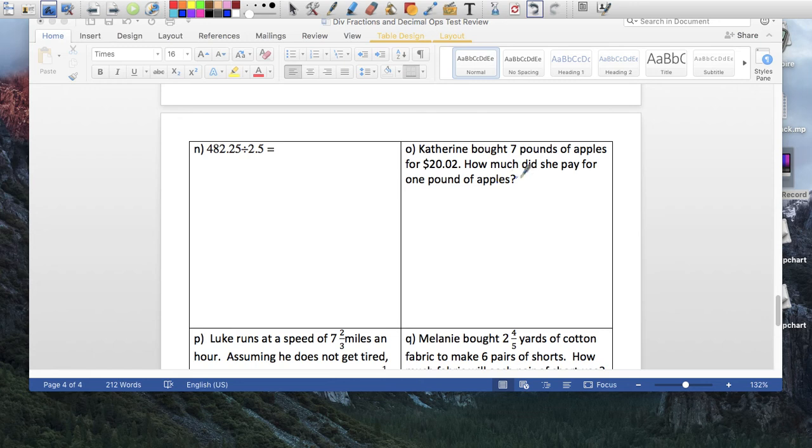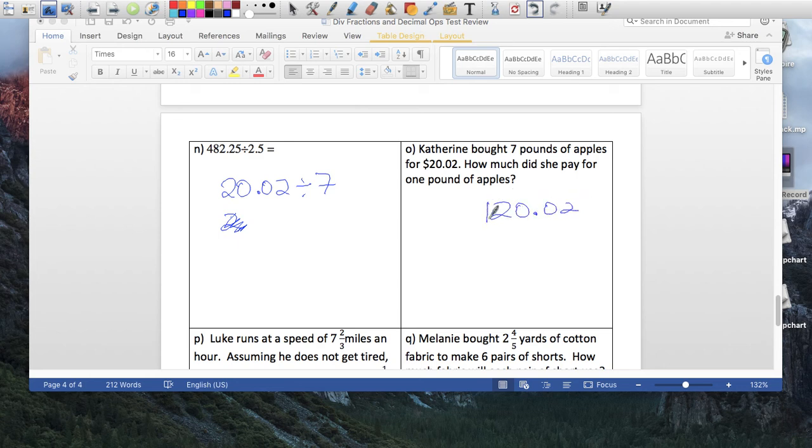N. Okay. Catherine bought 7 pounds of apples for $20.02. How much did she pay for 1 pound of apples? So this one is, use this. Your number sentence should look like this. Okay. If you take this one you don't have to do anything because our divisor here is already a whole number. So we can go straight to the problem.